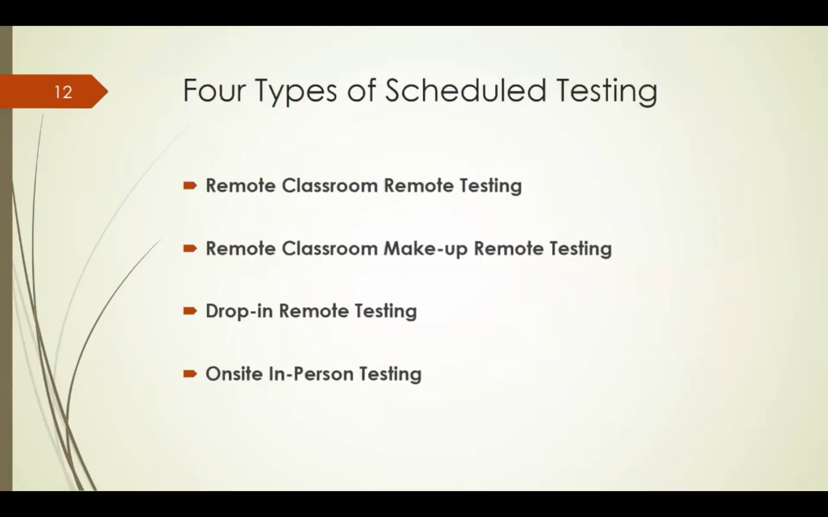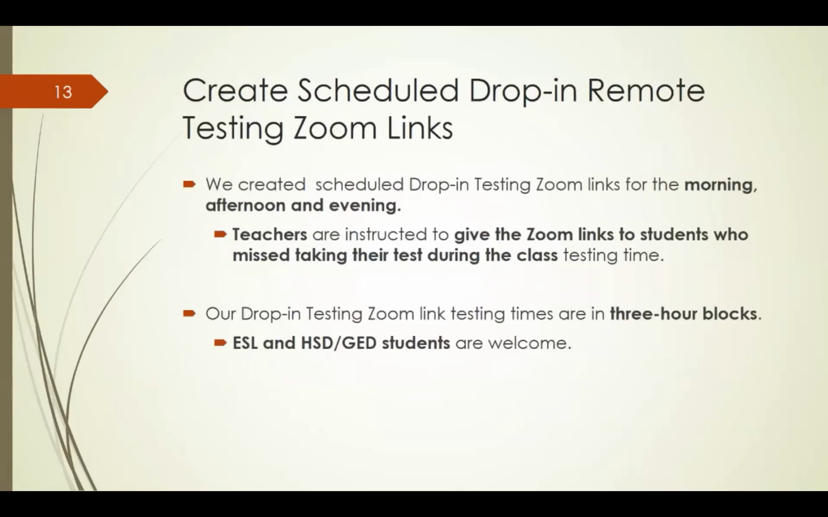We have 4 types of scheduled testing: remote classroom remote testing, remote classroom makeup remote testing, drop-in remote testing, on-site in-person testing. We've created scheduled drop-in remote testing Zoom links. These Zoom links are available morning, afternoon, and evening. Teachers are instructed to give the Zoom links to students who missed taking their test during the classroom testing time. Our drop-in testing Zoom link testing times are in 3-hour blocks. ESL and high school diploma GED students are welcome.